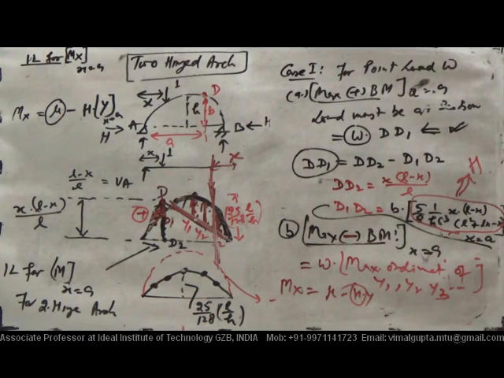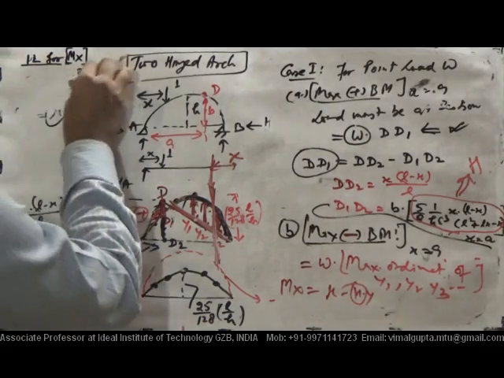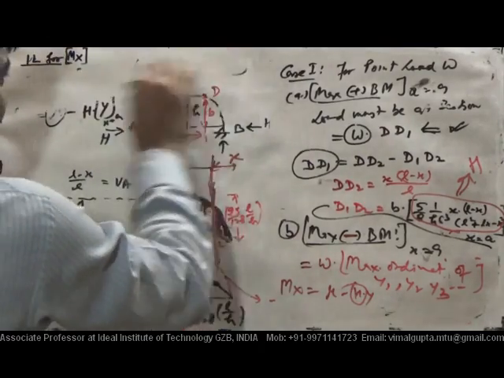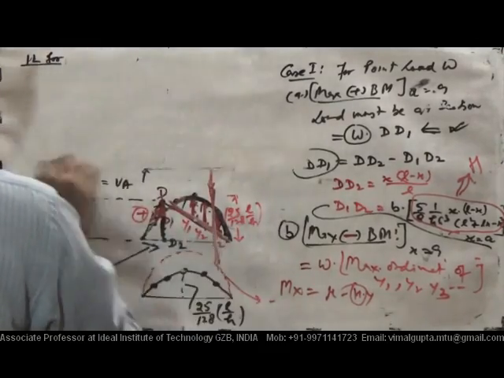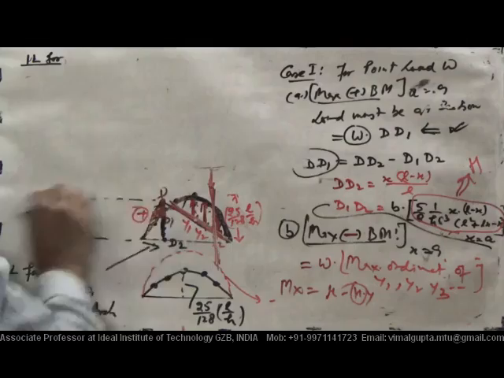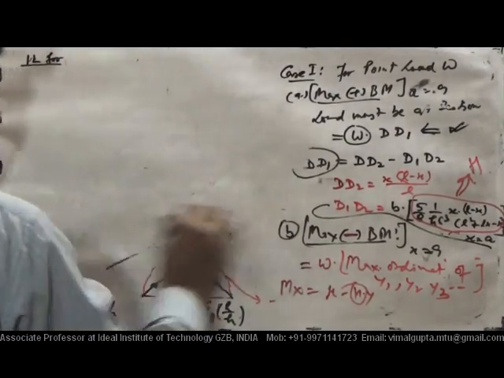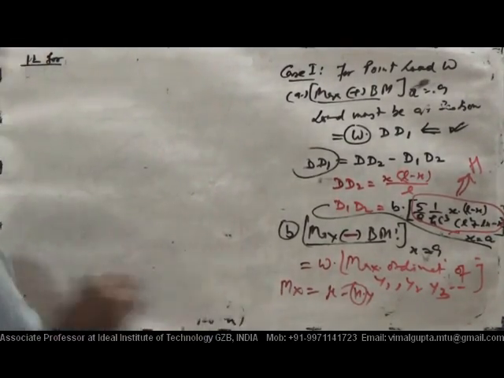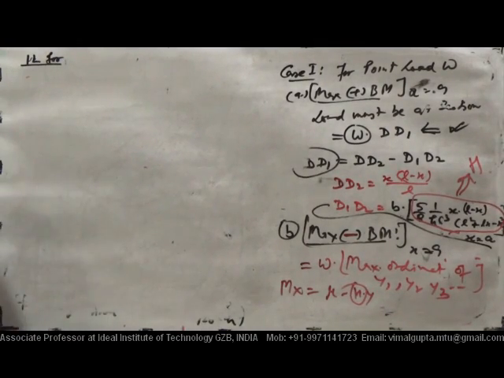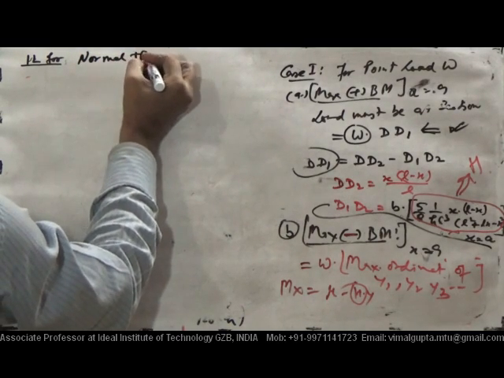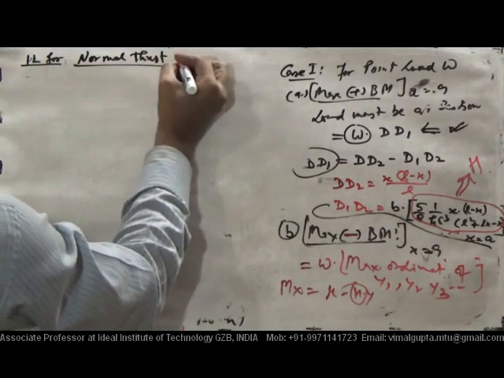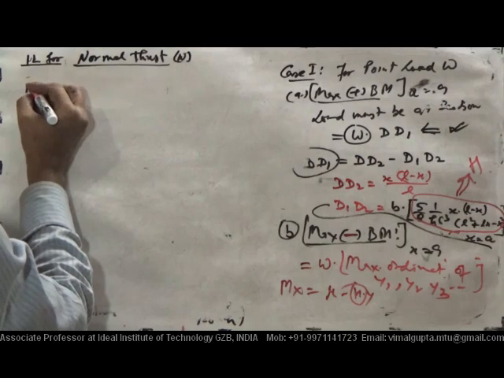Okay, after this, what we did, we have plotted the IL for H and the IL for M, for two hinge and for three hinge. Now I would like to plot the IL for other types of forces. What are the other types of forces? First of all, I would like to plot the IL for normal thrust, and you know very well what the value of normal thrust is.